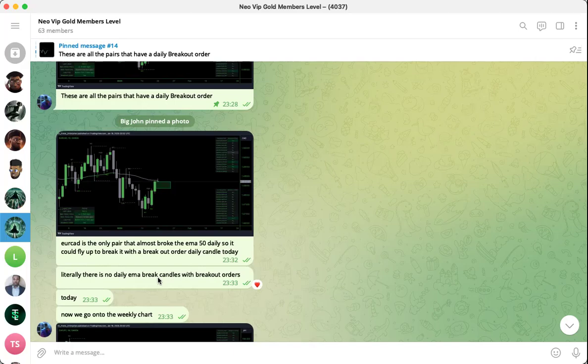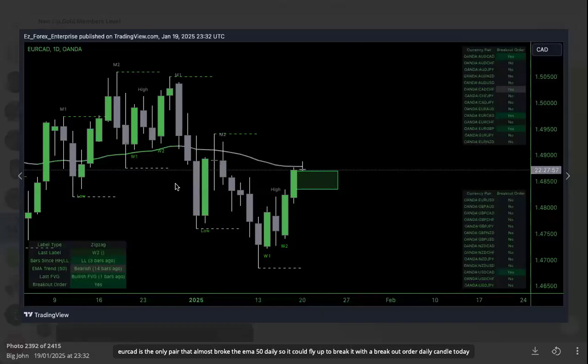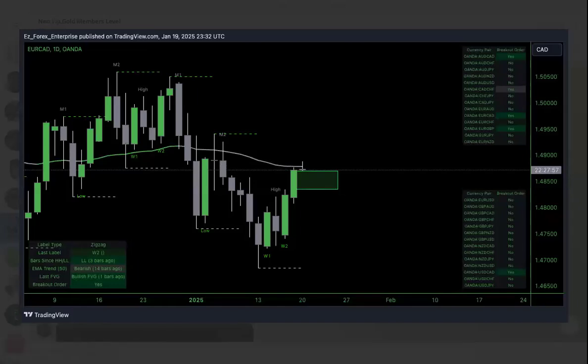So there was literally only EuroCAD. So I was focused on that trading pair. You can see I even posted it here. The dashboard says EuroCAD. So remember, I didn't have to do any crazy work. I literally saw the dashboard, it told me what to do, I went to the pair, could see it was about to break out. Literally, the breakout order's right underneath it.